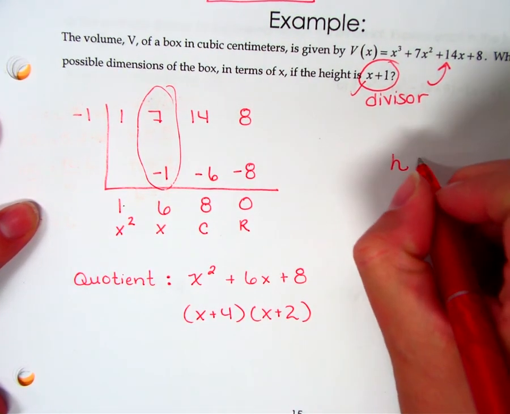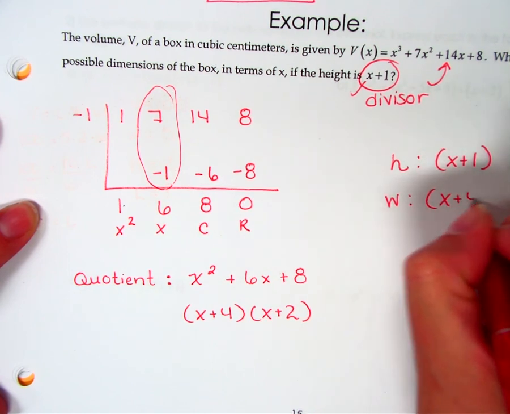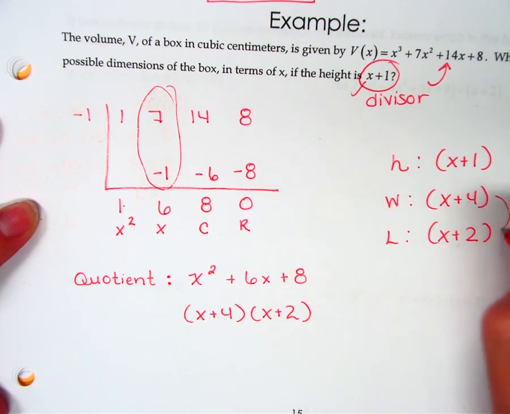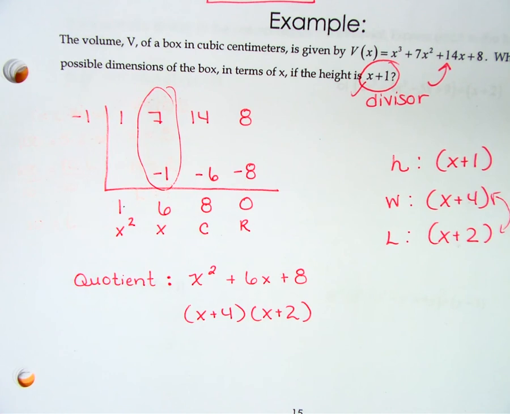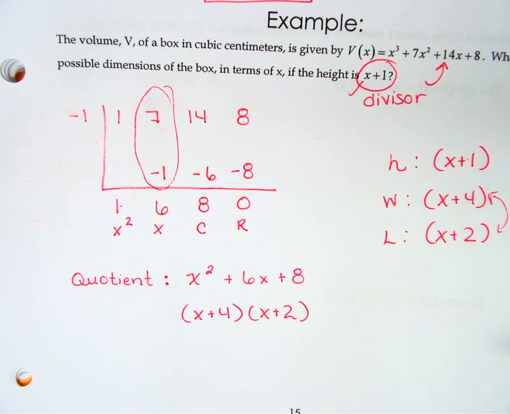So we know that the height is x plus 1. I'm going to say the width is x plus 4, and the length is x plus 2. It really doesn't matter if you switched these, because in volume we're multiplying everything together, so it doesn't matter what order it is. If we multiply out, it should give us the exact same thing. These are factors, so if I multiply the height by the width by the length, you get right back to the volume. That's what synthetic division does: you have just fully factored a cubic function. Ta-da!